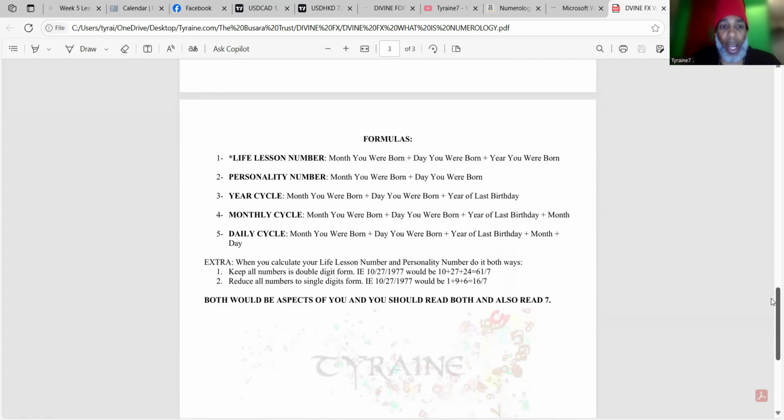Here are the formulas, guys. This is how you figure out your life lesson number: month you were born plus day you were born plus year. Personality number: month you were born plus day you were born. This is the algorithm for your yearly cycle: month you were born plus day you were born plus year of your last birthday. You just take the yearly cycle and add the month, and that gives you your month. You take the monthly cycle and add the day, and that gives you your day.